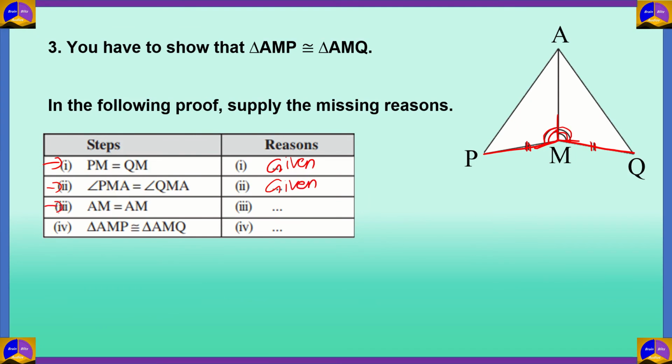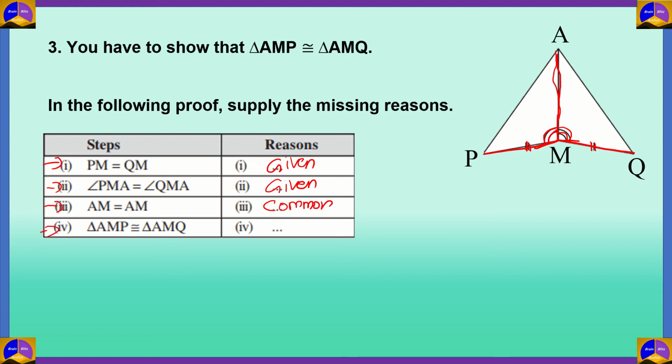Third one is AM is equal to AM. Now AM in this figure is part of both triangles, both triangle AMP and AMQ. So that means that the measurement of AM would be the same in both triangles, and the reason would be that they are common in both the triangles. So AM is equal to AM, reason: common.